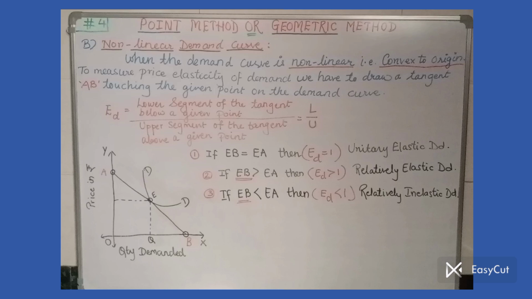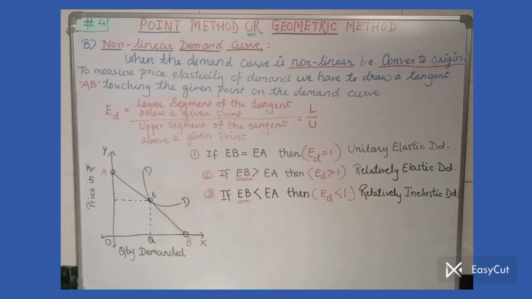Now in this case I explain it simply. If EB equal to EA, that means lower segment is equal to upper segment, the answer will be 1 because on both sides we get the same distance. Then in that case ED equal to 1, it is unitary elastic demand. Everything is clearly written on the board. In the second case, just remember it simply. If EB is greater, if the lower portion is more, then your ED will be greater than 1. So it is relatively elastic demand. It's easy to remember.